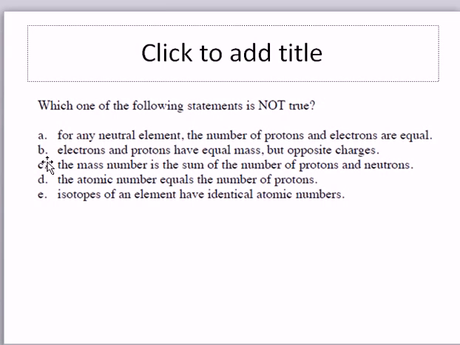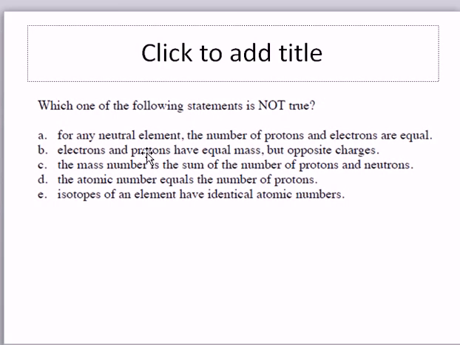Okay, now let's go back to B. Electrons and protons have equal mass but opposite charge. Now, this might trick students because opposite charge, that is true. Electrons and protons do have opposite charge. Protons are positive, electrons are negative. But what's wrong about this statement is that electrons and protons do not have equal mass. So this is where they are testing your knowledge. Do you know that electrons really are very light? They do not have mass like protons.